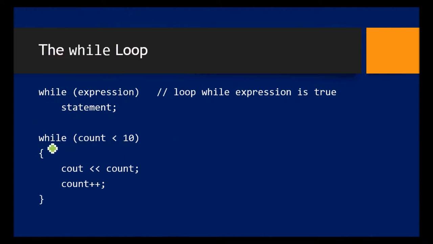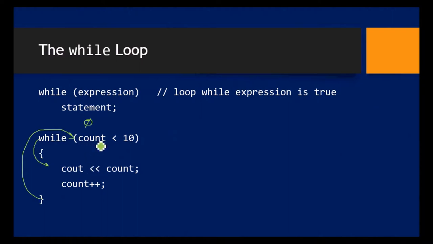So here's an example. It says while count is less than 10, display count, increment count. Count plus plus adds 1 to count, and then it will loop back up. Now, what we don't see in this example is the starting value of count. So let's assume that count started at 0. Somewhere up in the code previous to this, we created the variable count and initialized it to 0. It gets to the while statement, and it says while count is less than 10. Well, 0 is less than 10, so this is true. So now it's going to enter the loop, run this code, display count, increment count, and then automatically loop back up and do this test again.